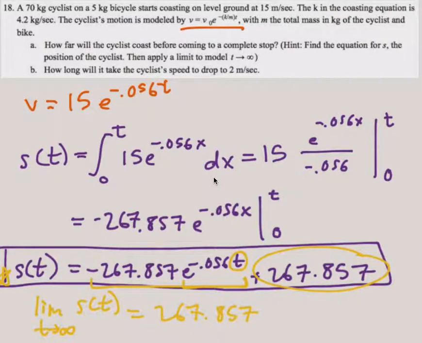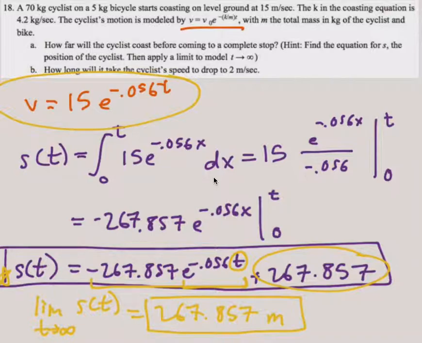We're dealing with meters here. So by the time the cyclist comes to a stop from their coasting, they'll have traveled about 267.857 meters. Okay. Part B, how long is it going to take for the cyclist's speed to drop to 2 meters per second? Well, that'll mean just taking the velocity function right here and setting it equal to 2.